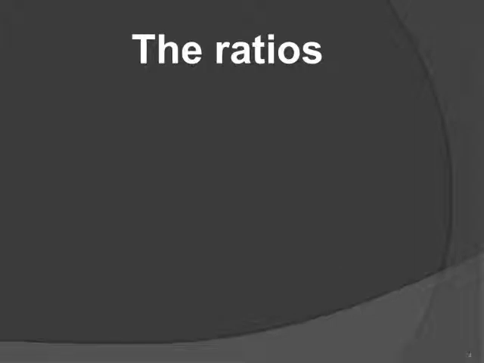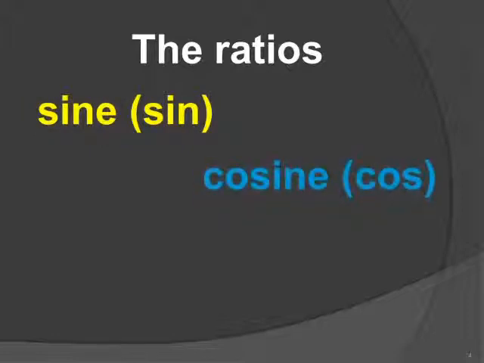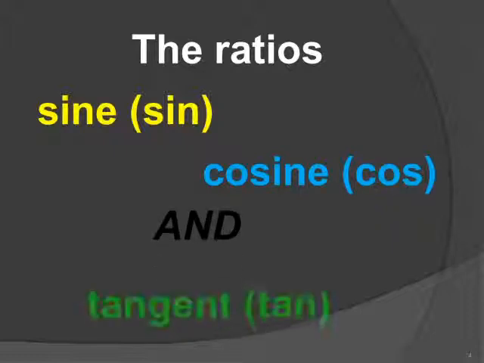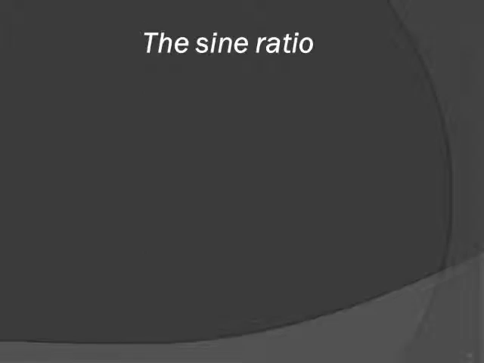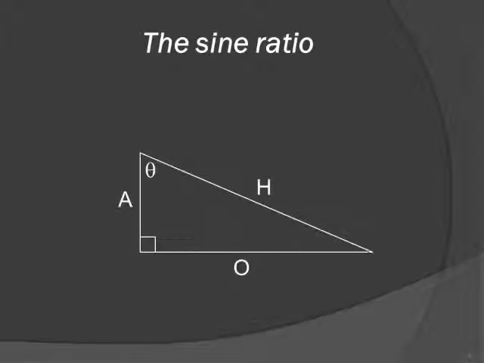Now in trigonometry there are three ratios you need to know. First one is sine, S-I-N. Second one is cosine or cos. And third is tangent or tan. The sine ratio. Here's our triangle. Sine of the angle is defined as the opposite over the hypotenuse.